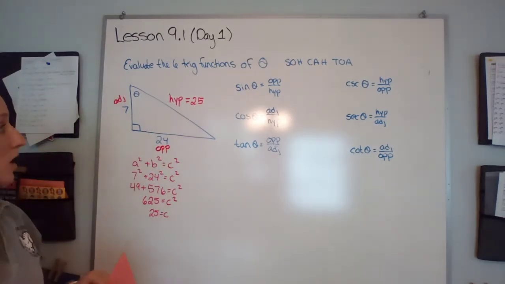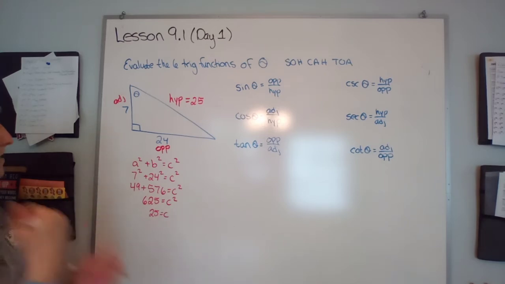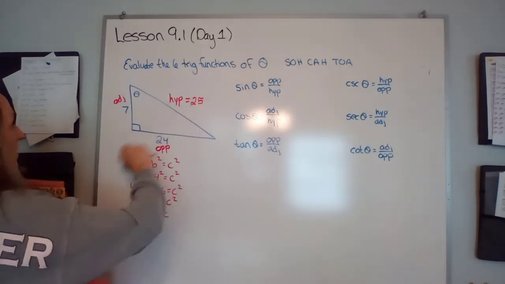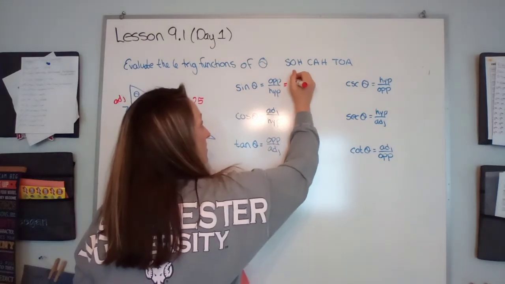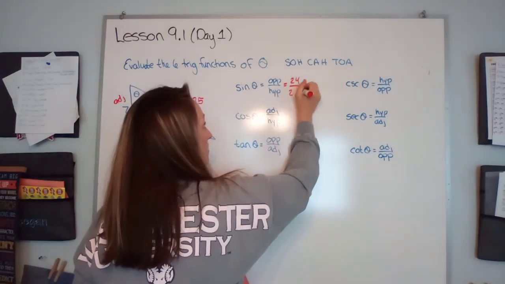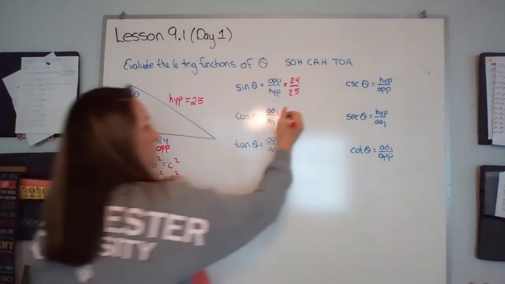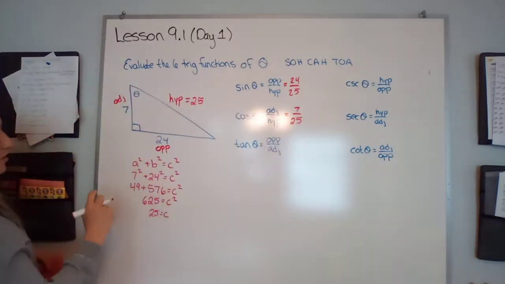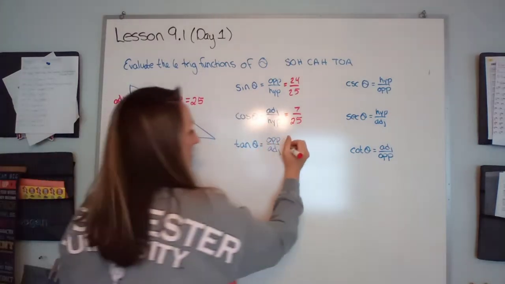All right, so you do have to solve for the hypotenuse before you can set up the trig ratios. Then from there, it's just really pulling the numbers, simplifying when necessary. All right, so sine of the angle, again, is opposite over hypotenuse. So that's going to be 24 over 25. Then cosine is adjacent over hypotenuse, 7 over 25. And then you're going to have tangent, opposite over adjacent, 24 over 7.